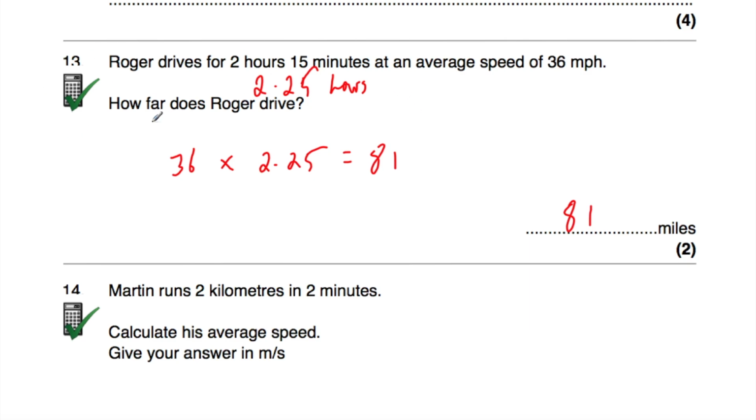If that was a non-calculator question, I would do 2 lots of 36, which is 72 miles. And then 15 minutes is a quarter of an hour, and if you do 36 divided by 4, that's equal to 9. Then if you take the 72 and the 9, you could add them together, and that's 81.